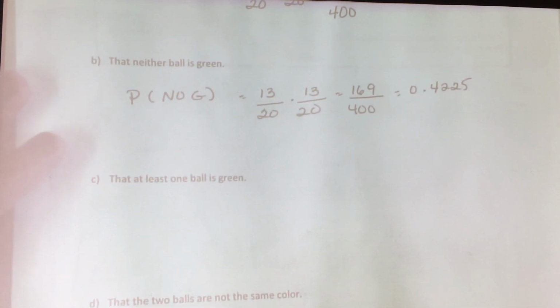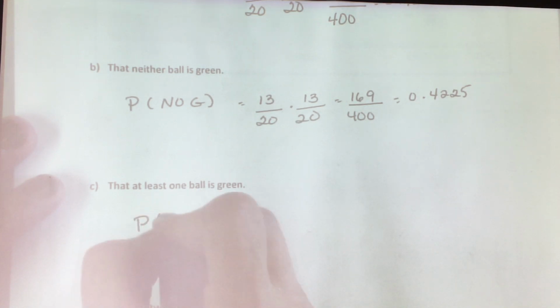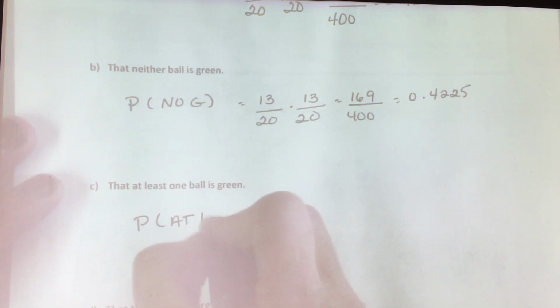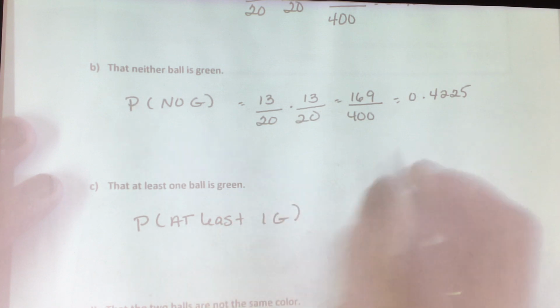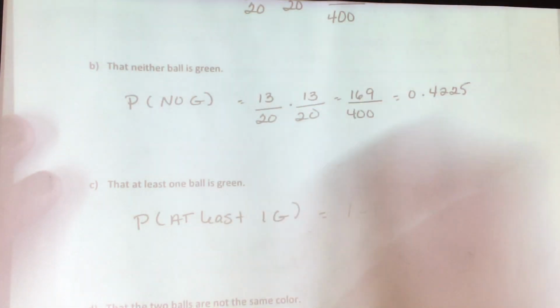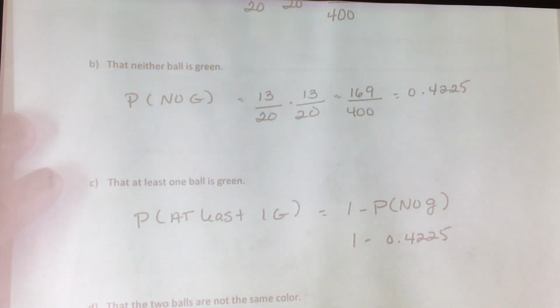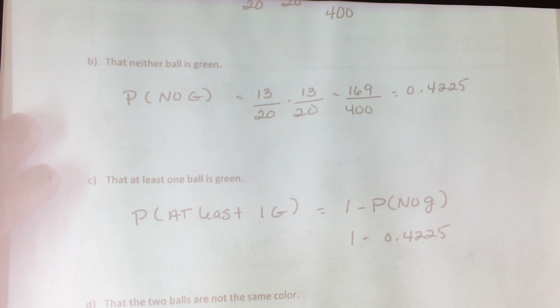Letter C, find the probability that at least one ball is green. You've calculated already that both are green. So the probability of at least one green is going to be 1 minus the probability of no green. And the probability of no green, we calculated it to be 0.4225. So 1 minus 0.4225 is equal to 0.5775.